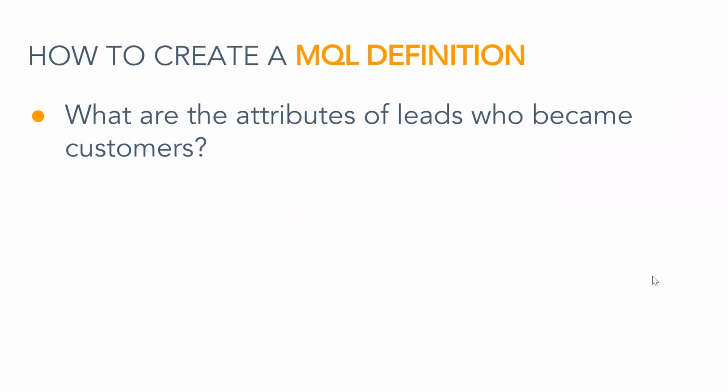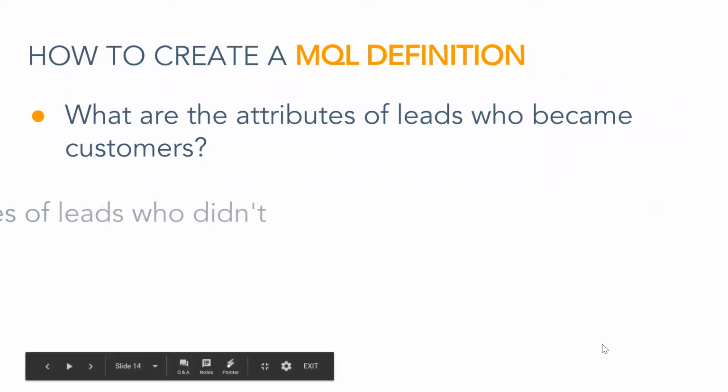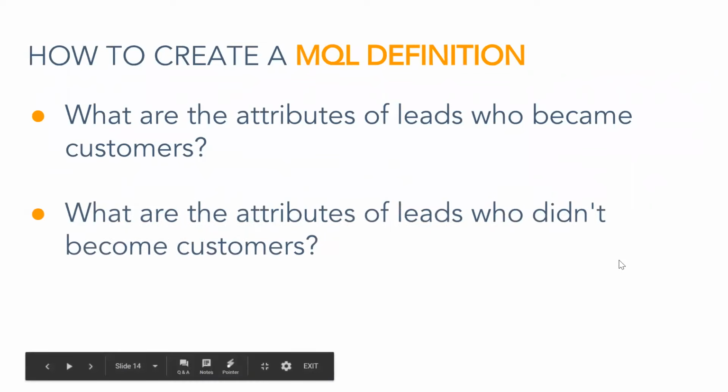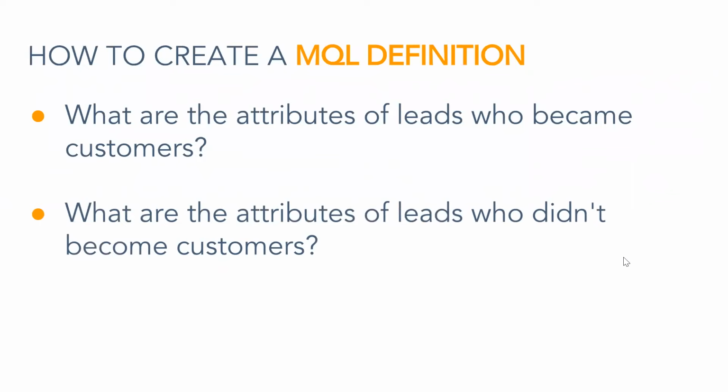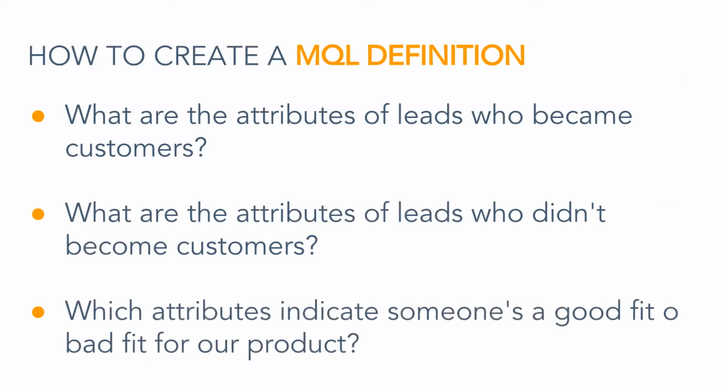So, for example, are most of our customers from a company size of more than 200 employees? Are they from a particular industry? Do they have a particular job title? What are the attributes of leads who didn't become customers? So, for example, if your lead was too junior to make a buying decision, they're from the wrong industry, they didn't have the budget, it wasn't a product fit. And what attributes indicate someone's a good fit or a bad fit for your product?